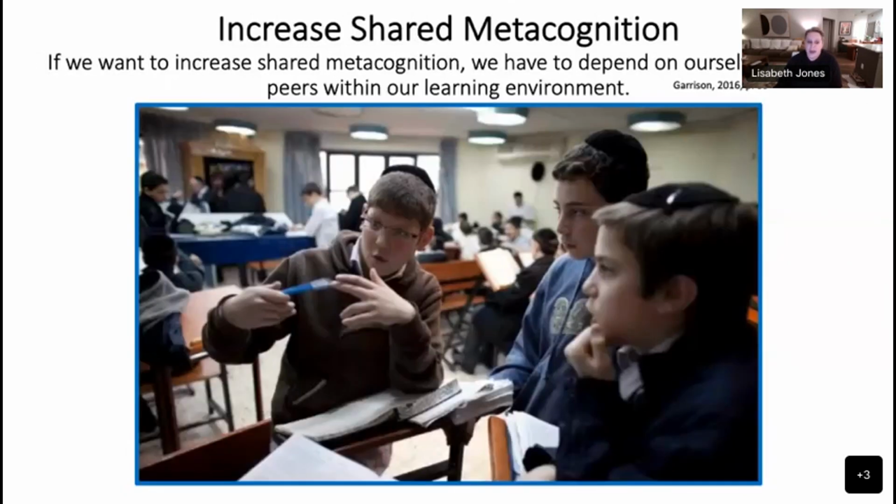So when we're talking about what can increase shared metacognition, as students, we often appreciate clear and evident information. We like things just right in front of us, but we can get caught up in depending on our instructor's directions. So if we want to increase shared metacognition, we have to regulate our dialogue and depend on ourselves and our peers within our learning environment instead of so much depending on the instructor. So regulating the dialogue just means depending on ourselves and our peers for that discussion within our learning environment.